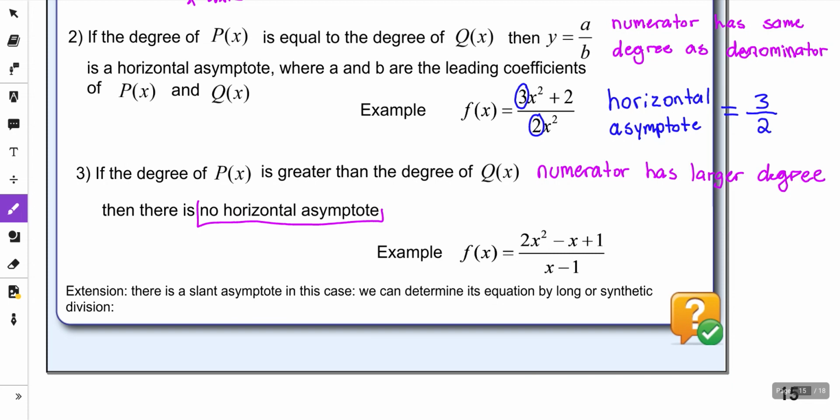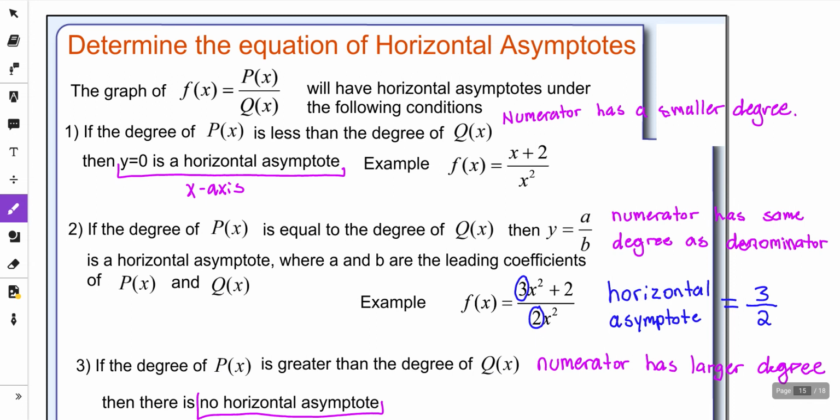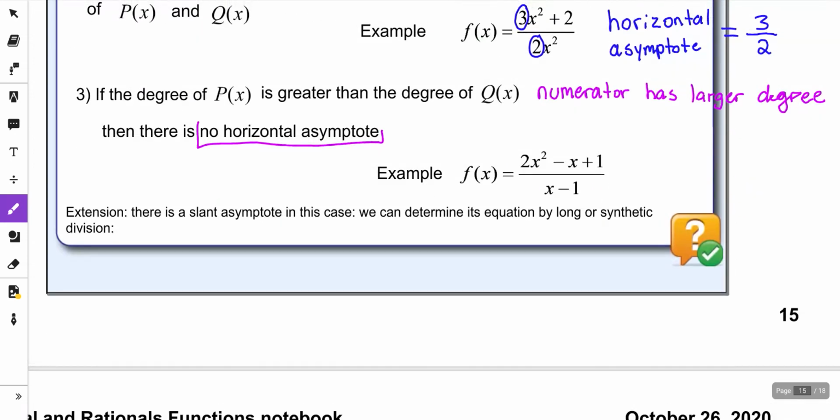So three scenarios. Basic one: numerator is smaller degree. That thing will just be on the x-axis, y equals 0. Doesn't move. This one is where their degrees are the same. You just take the leading coefficients and divide them. And the last case is when the numerator actually has a bigger degree. You're not going to get any horizontal asymptotes when the degree is larger on the top.